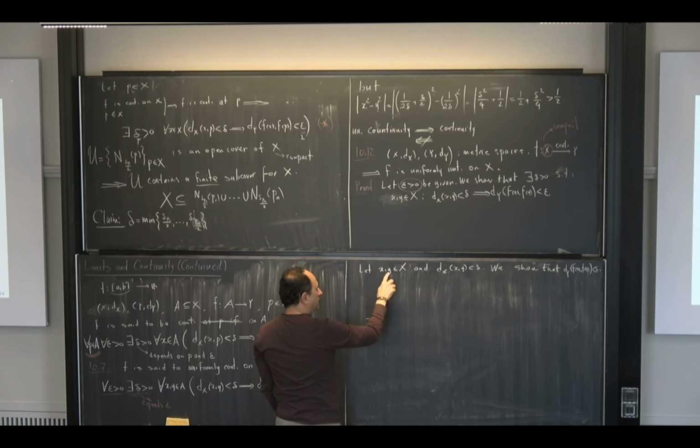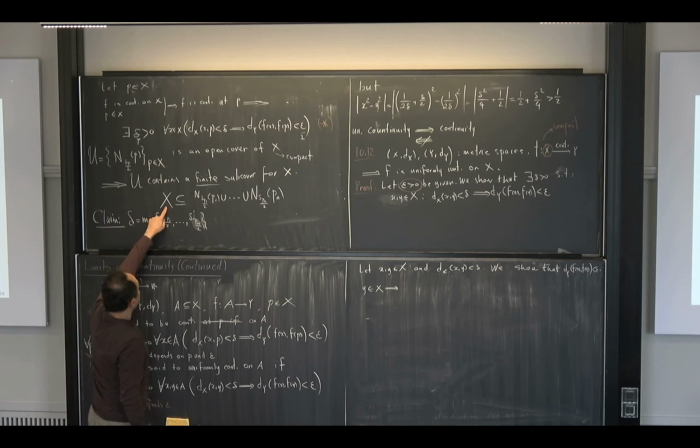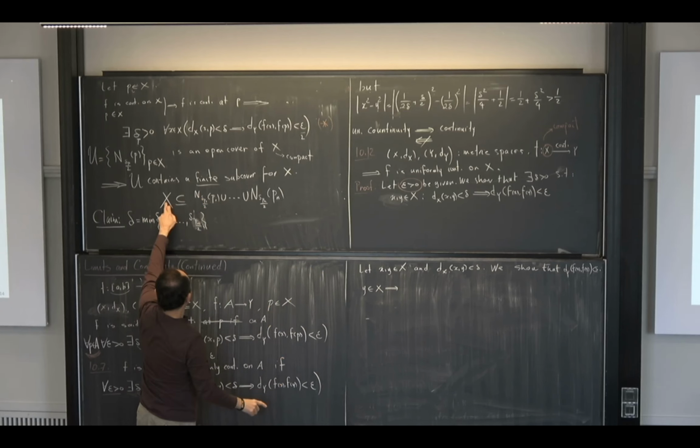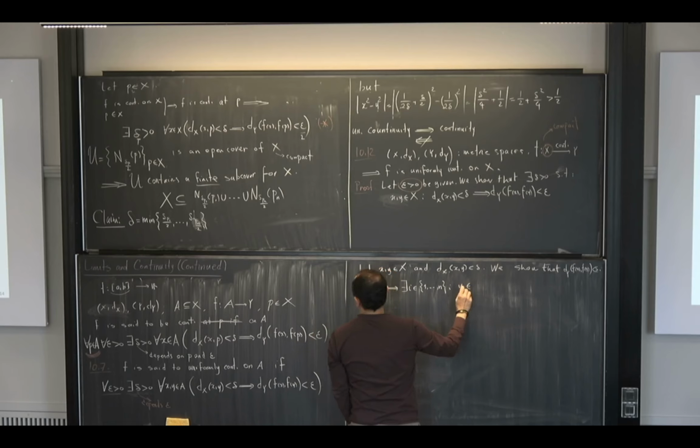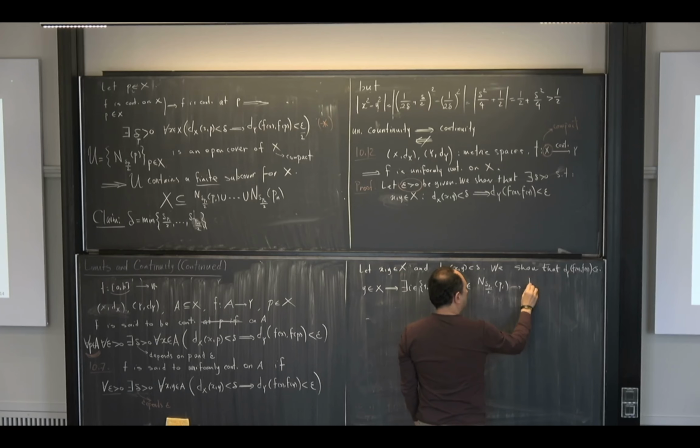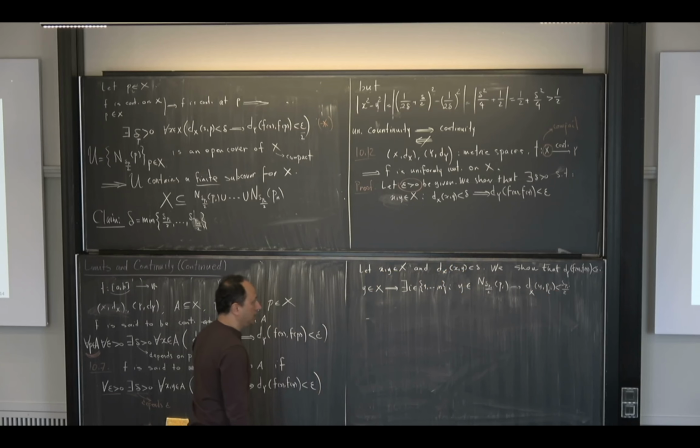Okay, so y belongs to X. What does it mean? X is a subset of this union. Y belongs to X means y belongs to this union. So it means y belongs to at least one of them. So there exists an i in the set from 1 to n such that y belongs to the neighborhood of p_i with radius delta_{p_i} over 2. Then this means that the distance from y to p_i is less than delta_{p_i} over 2. Yes, that's the meaning of being in the neighborhood.